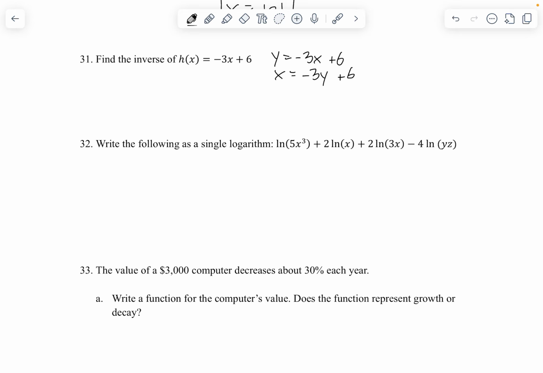So I can do that by subtracting 6 from both sides, and then dividing both sides by negative 3. But then I finish by replacing the y with the symbol for the inverse function, which in this case, we're using an h, so we'll do this little superscript, negative 1. We call this h inverse of x equals x minus 6 over negative 3.